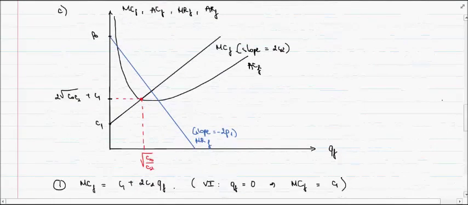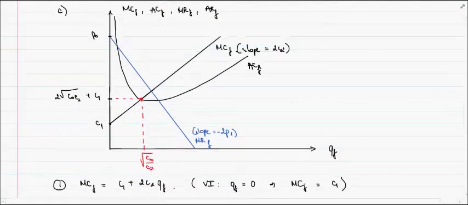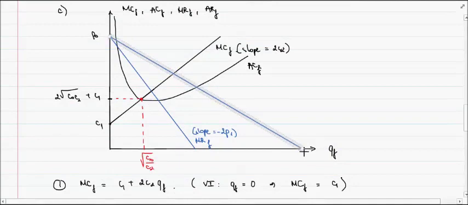So in terms of a diagram, it's going to start from the same vertical intercept and have half of the slope. So this is the average revenue curve with the slope of negative P1. As you can see, it is twice as flat as the marginal revenue because the slope is half of the slope of the marginal revenue.